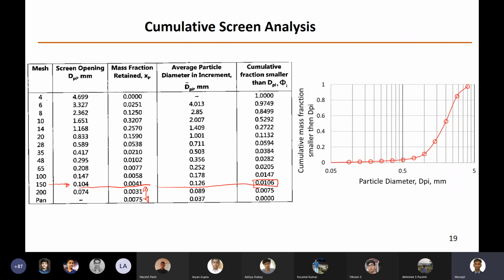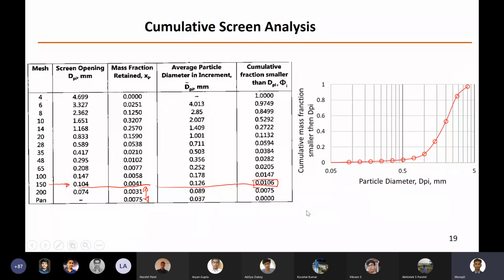Now how do we represent it? We represent it by plotting it, mostly on semi-log graph paper, because on the y-axis the range is only 0 to 1, whereas on the x-axis the particle diameter may vary to a large extent. That's why we use the log scale on the x-axis and the normal scale on the y-axis. If we plot it, we will get something like this.